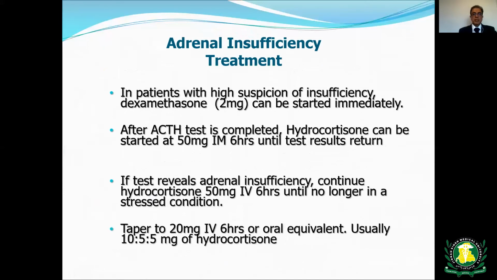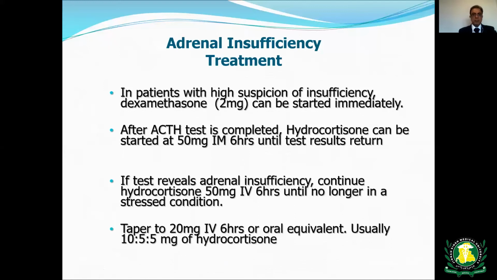So what's the treatment? They are steroid deficient, so steroid is the treatment of choice. There are different forms: either dexamethasone, prednisolone, or hydrocortisone are available. So you can use either of these. Once the ACTH test, the short cortisol test, is completed, you can start treatment. You can't wait for the blood test results to come back. You start giving treatment. Hydrocortisone can be started at 50 milligrams IM 6 hourly, unless the test result is available.